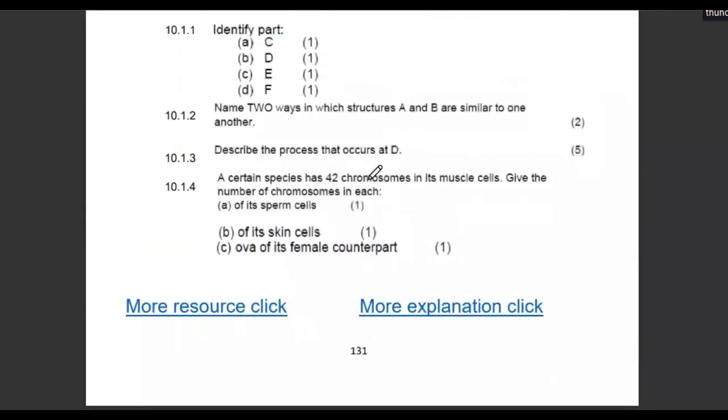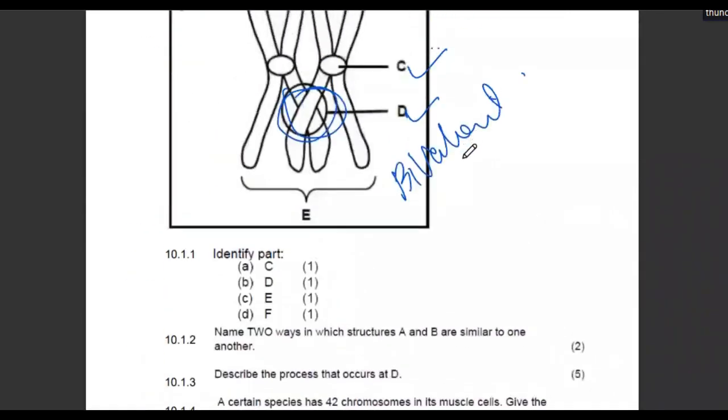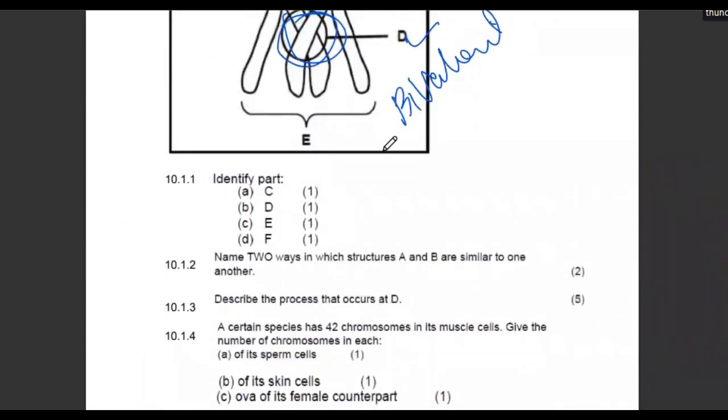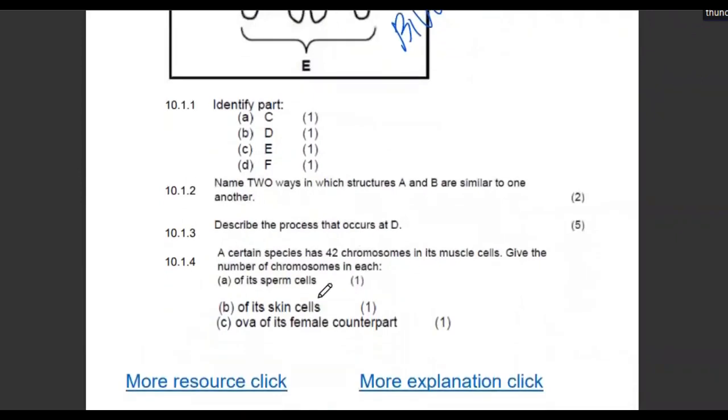So now you can answer the question. Describe the process that occurred at D. It means that they're asking you to describe the process of crossing over. I explained it before. This is where tricky things come from.